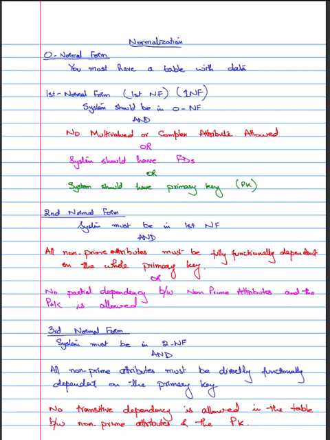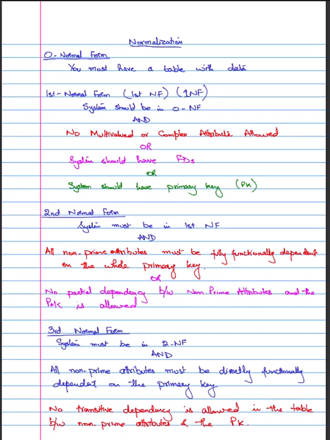It is a similar definition: if an attribute is not fully dependent on the whole primary key but only on some of the attributes of the primary key, this means partial dependency exists. So no partial dependency between the non-prime attribute and the primary key is allowed.